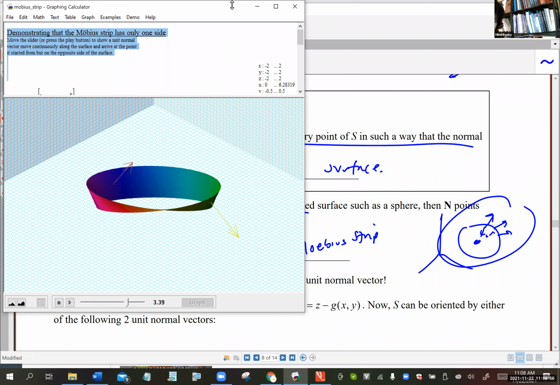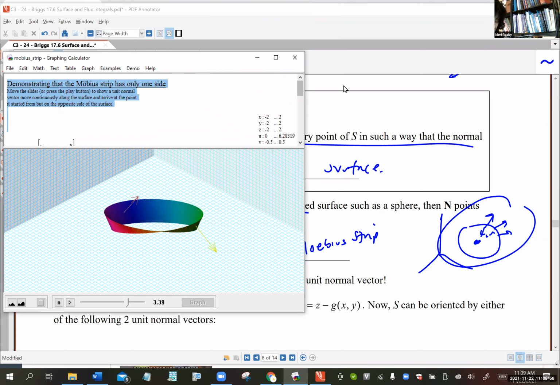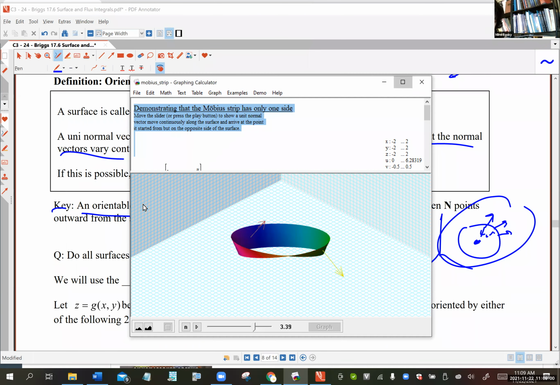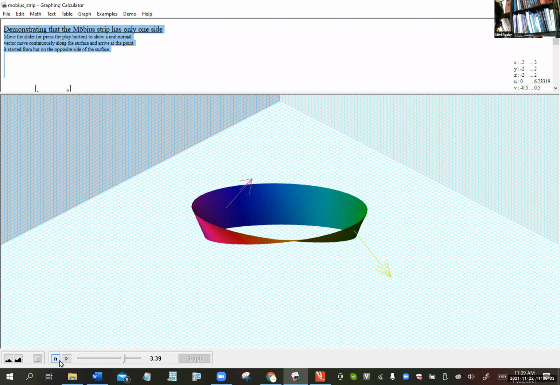Yeah, cool, huh? That's a Möbius strip. Well, I don't get it. Well, I want you to keep your eyeball on the arrows, okay? And the arrows are going to sort of swing around. They're going to start on one side of the Möbius strip, and they're going to kind of wind all the way around. And you'll notice they're going to end up on the opposite side.